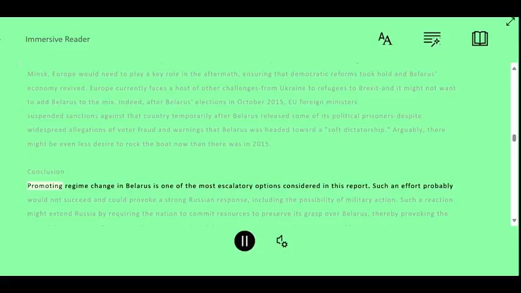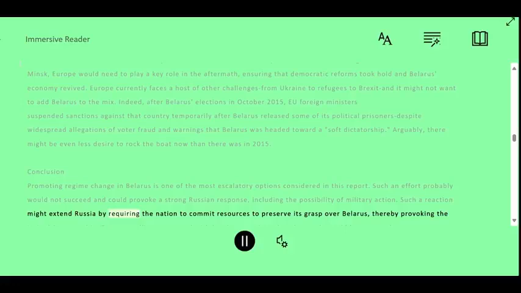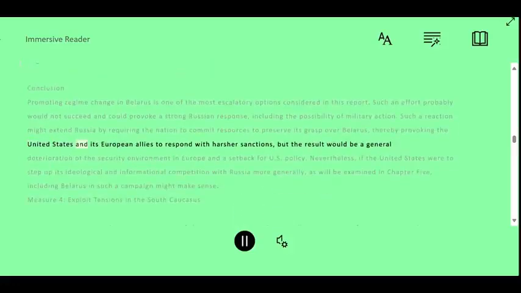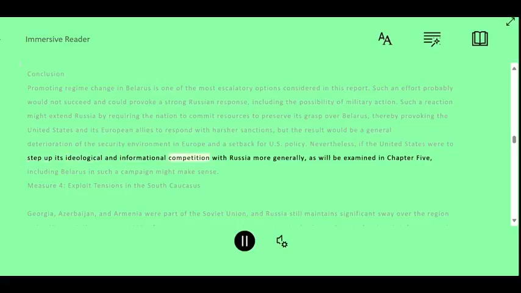Conclusion. Promoting regime change in Belarus is one of the most escalatory options considered in this report. Such an effort probably would not succeed and could provoke a strong Russian response, including the possibility of military action. Such a reaction might extend Russia by requiring the nation to commit resources to preserve its grasp over Belarus, thereby provoking the United States and its European allies to respond with harsher sanctions, but the result would be a general deterioration of the security environment in Europe and a setback for US policy. Nevertheless, if the United States were to step up its ideological and informational competition with Russia more generally, as will be examined in Chapter 5, including Belarus in such a campaign might make sense.